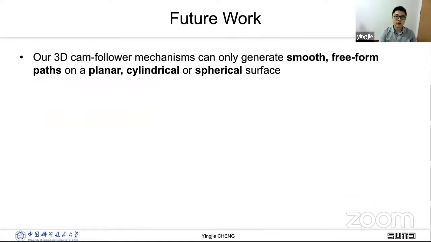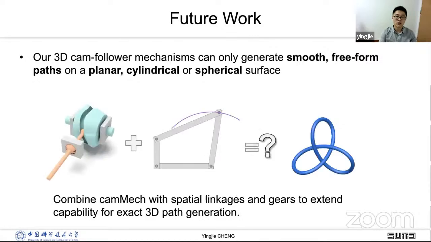However, this mechanism has limitations, one of which is that it can only generate smooth free-form paths on a planar, cylindrical, or spherical surface. It's not actually 3D curves, because a curve that cannot be embedded into a two-dimensional manifold, like shown on the right, is a complex curve that it cannot follow. We are considering combining CamMech with special linkages and gears to extend the capability.